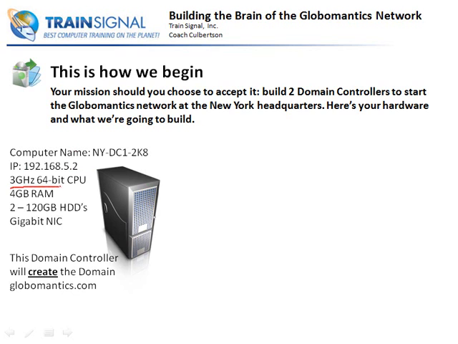We're going to have a 3 gigahertz 64-bit CPU, central processing unit. We're going to start off with 4 gigabytes of RAM. That's a pretty fair amount there. We're going to have two 120 gigabyte hard drives, so plenty of storage space to start off with. And we're also going to have a gigabit network interface card.